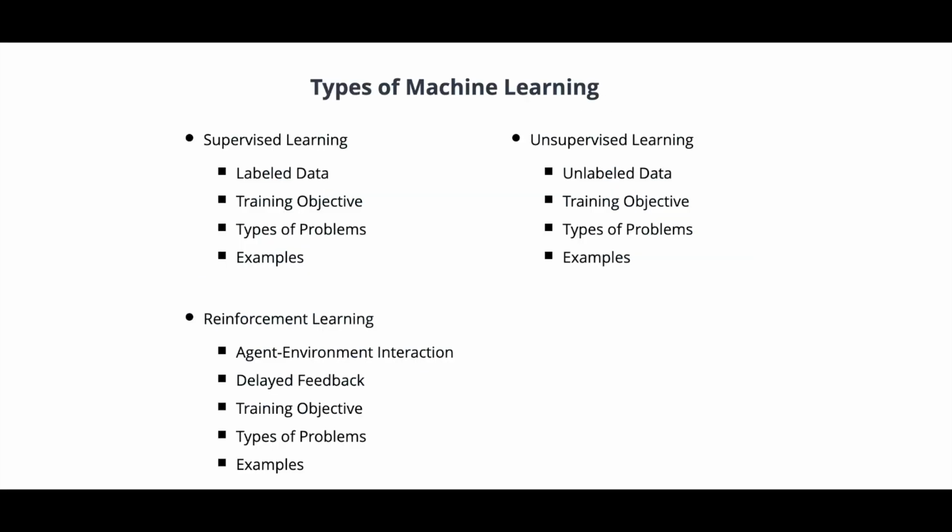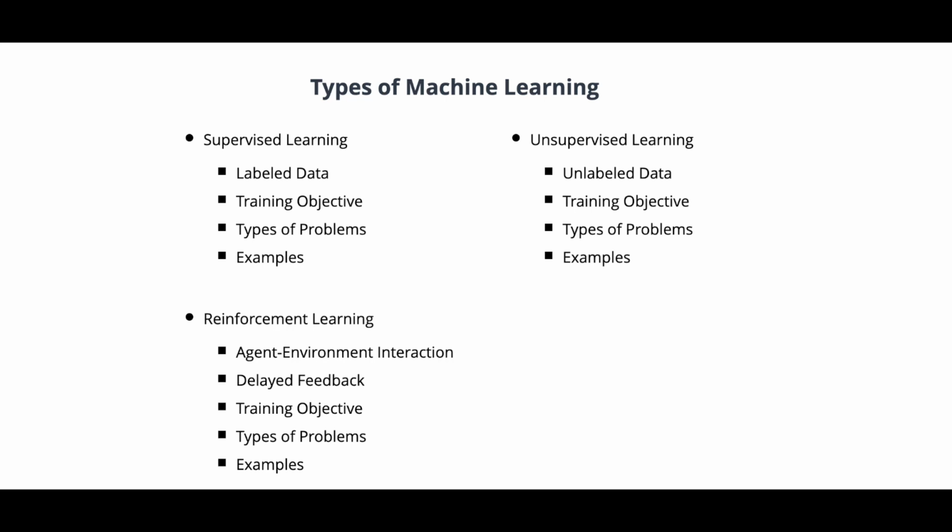Now, what are different types of machine learning? We have three different types. The first one, supervised learning. The second, unsupervised learning. And third, reinforcement learning. In supervised learning, the algorithm learns from labeled data, which means that each input data point is associated with a corresponding target label. The goal is to learn a mapping from inputs to outputs based on this labeled data.